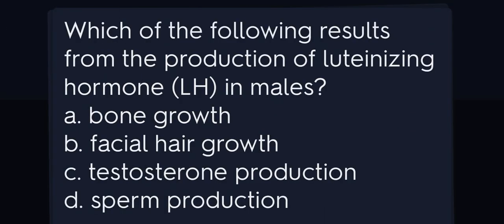Which of the following results from the production of luteinizing hormone in males? A. Bone growth. B. Facial hair growth. C. Testosterone production. D. Sperm production. C. Testosterone production.